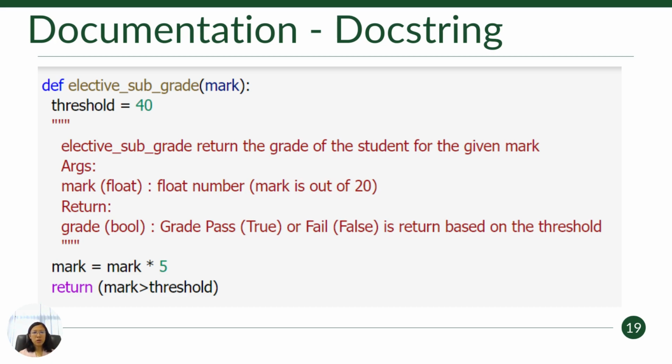Here the elective subject grade description is: return the grade of the subject for the given mark. Here I take the argument mark. The data type is float, so it should be a float number out of 20. Then the grade return value will be a boolean. Grade pass is true. If it fails, I will return false. This is the information I provide. So for the next user, when they want to use your function, they can just type help elective subject grade, and then they can see all the information. This is called a docstring.